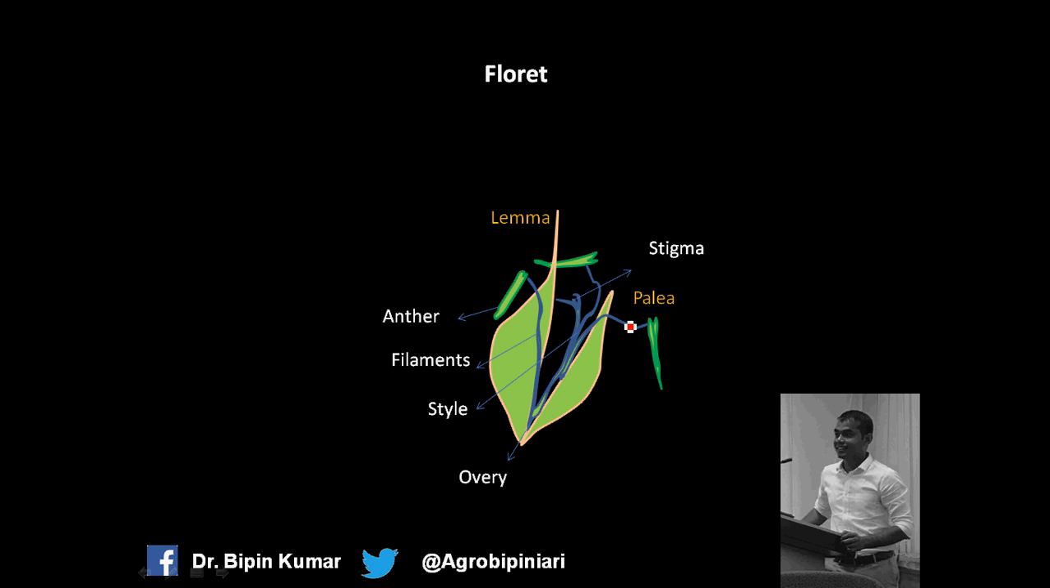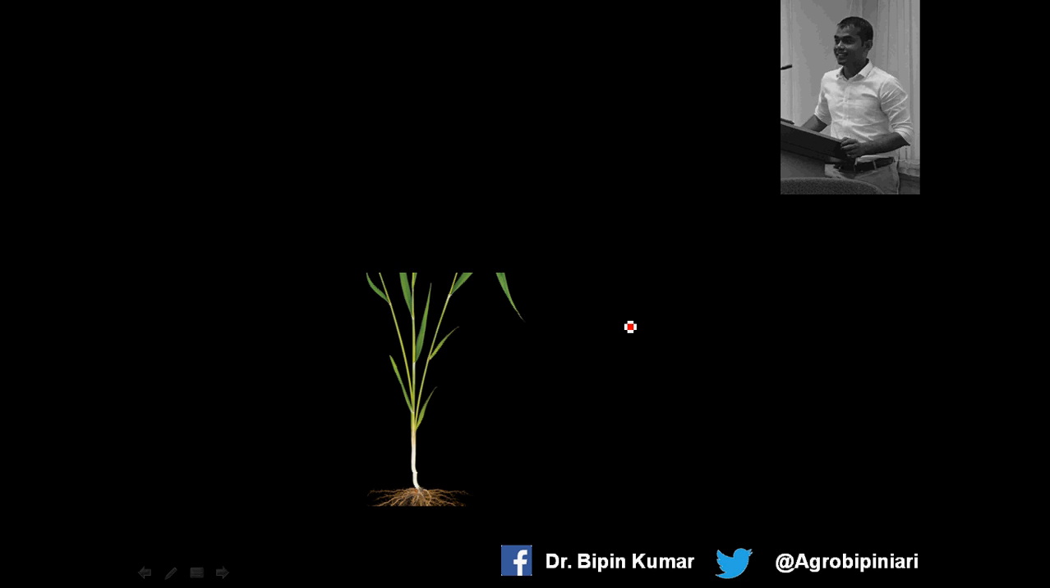These are all about the floral structure of the wheat plant. And finally we can say that the wheat will transform like this from seed to a healthy plant. So I think you understand what are the different growth and developmental stages of the wheat, and how a single seed transforms into a wheat plant.